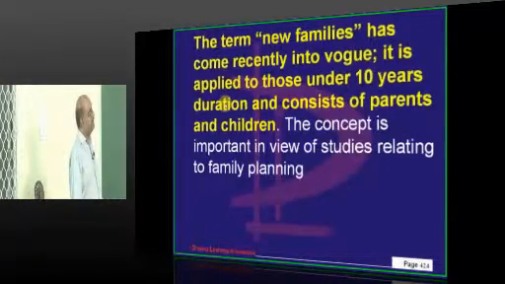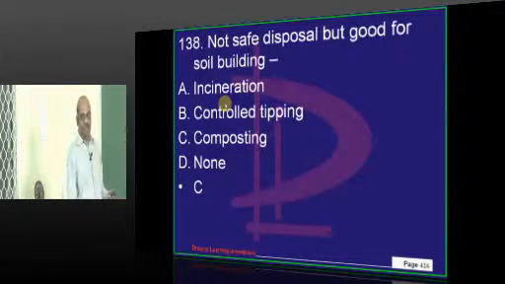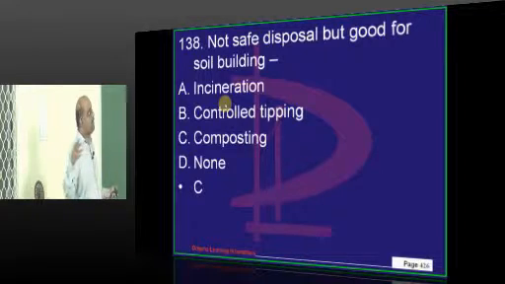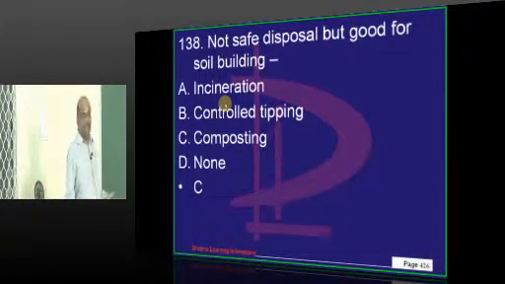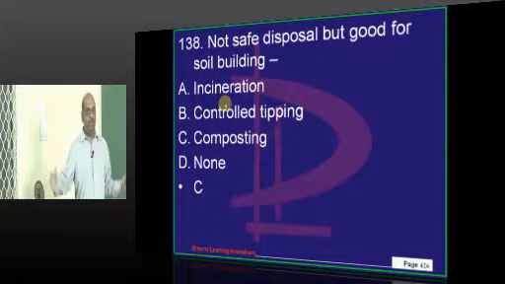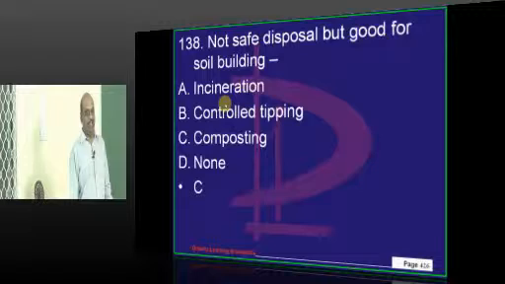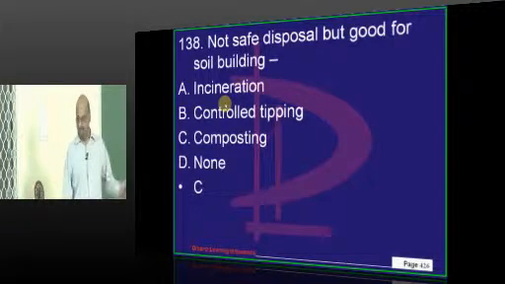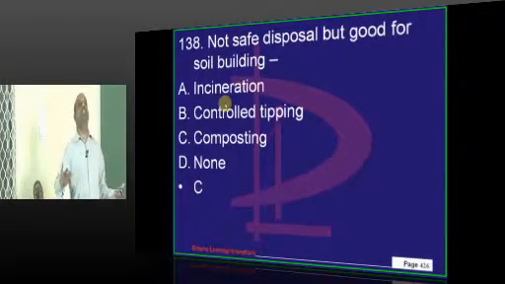Now, Kata thermometer, cooling power of air. Composting is not safe disposal, but it will help in the building of the fertilizer in the ground. So what will you do with all your study material after the entrance is over? Use it like composting so that at least the ground becomes well, farmers can grow. With all your entrance books, dump it in soil and go for post graduation with a fresh mind.